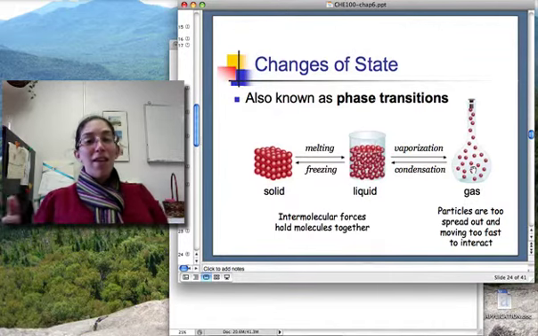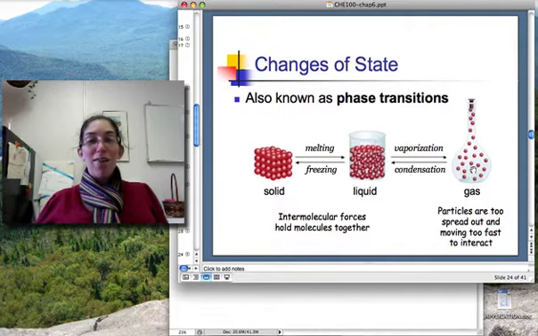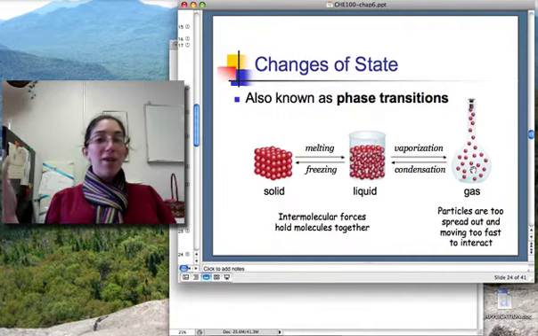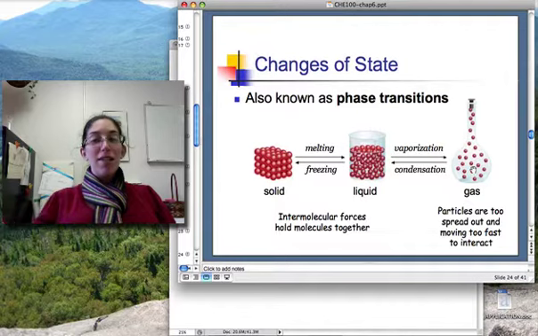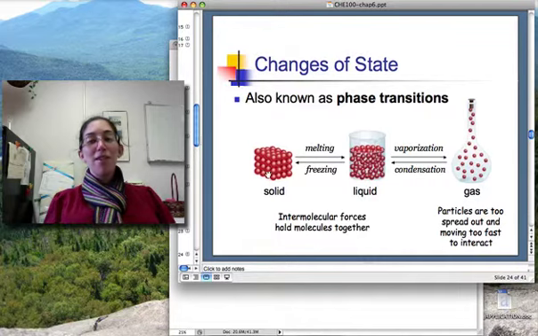Think about, again, a glass of ice-cold lemonade on a hot summer day. Water vapor in the air from humidity condenses onto the glass, turns into liquid. All right, and then when liquid turns to solid, it's called freezing.